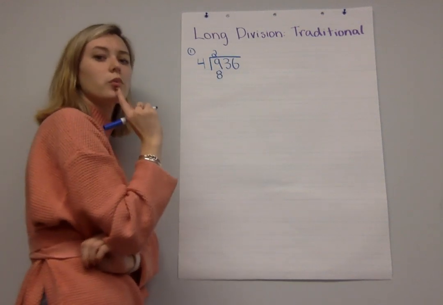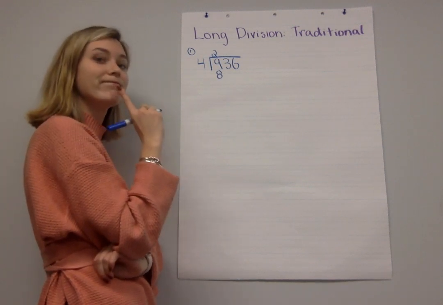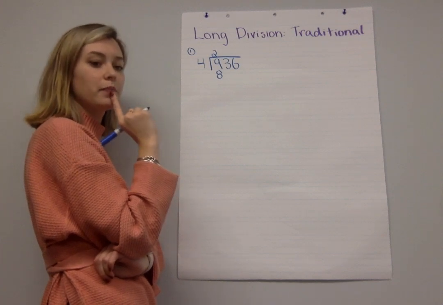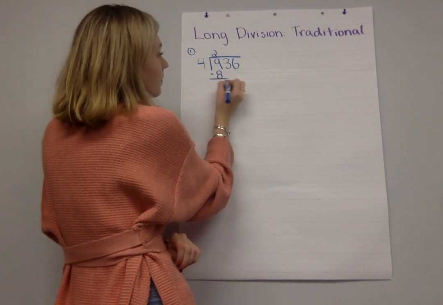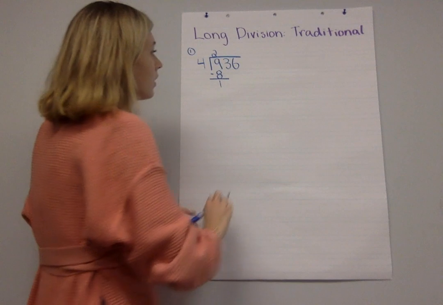And now what do I do? Does anyone remember? Give you a second to think on your own before I move on. I subtract it. 9 minus 8 is 1.